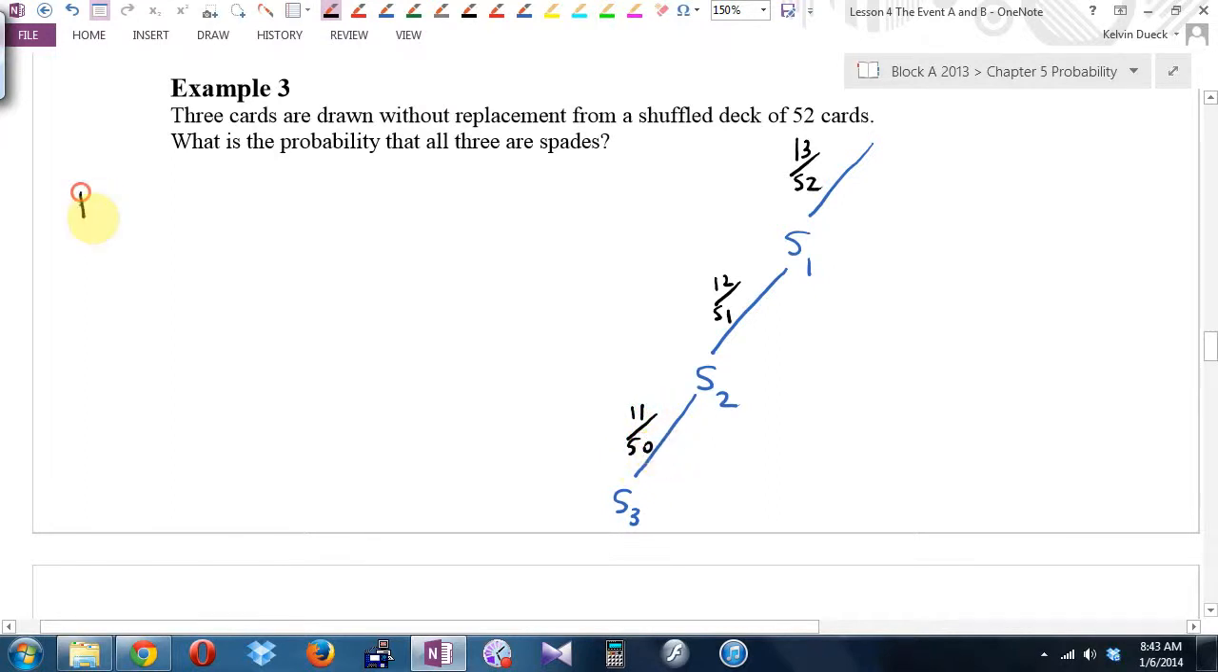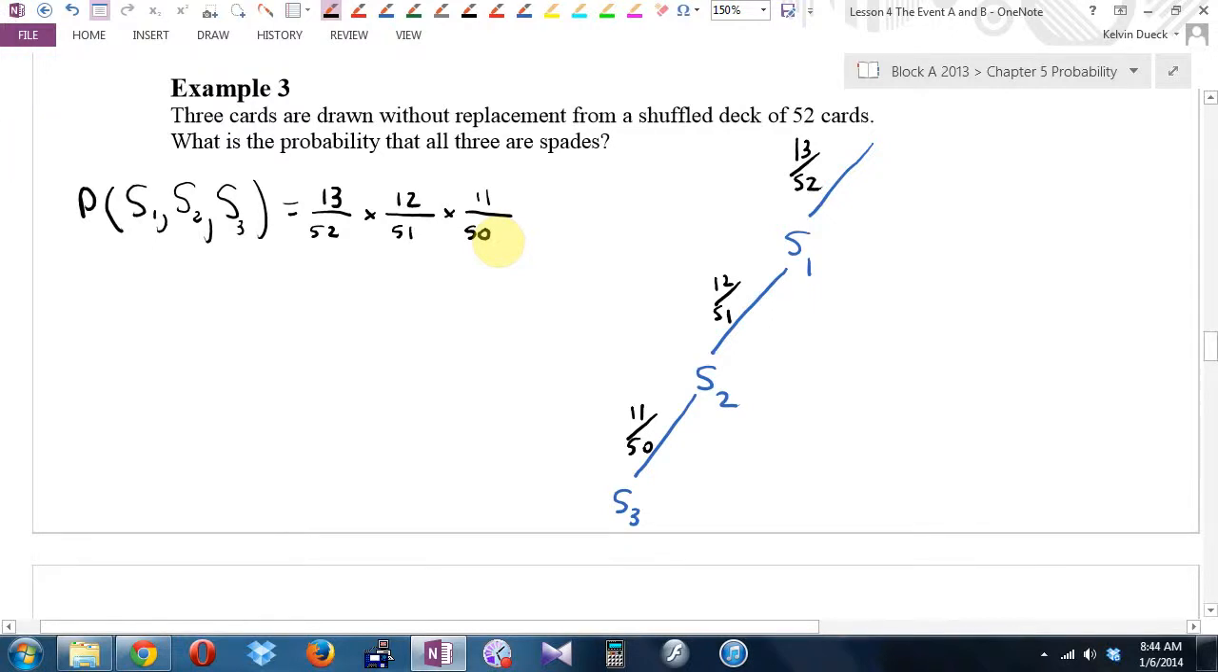So the probability of spade 1 and spade 2 and spade 3 is, what does "and" mean? Multiply. It's going to be 13 out of 52 times 12 out of 51 times 11 out of 50. And those of you who are really observant may notice that the top goes 13, 12, 11. Maybe there's a way we can write that with factorial notation. We will in a couple of days.